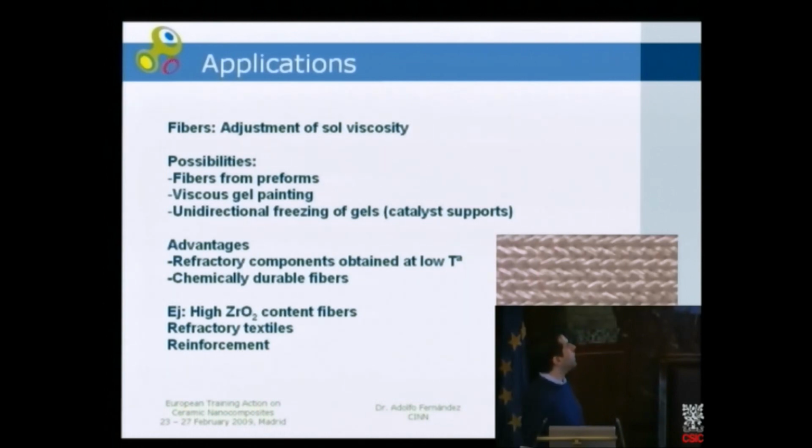Fibers can also be obtained, and for this the work is to adjust the sol viscosity, and the possibilities are to obtain fibers from preforms or by viscous gel spinning. And the unidirectional freezing of gels is a solution for catalyst supports. Advantages of these products are that refractory components can be obtained at low temperature, and more chemically durable fibers. An example is the high silicon content fibers, which are used for refractory textiles or as reinforcement.